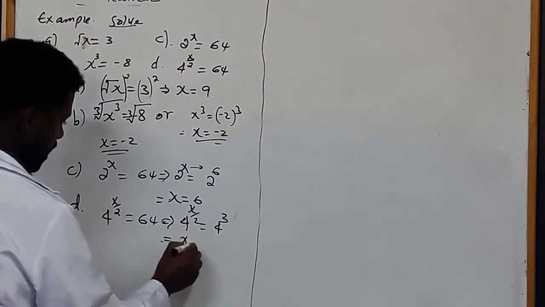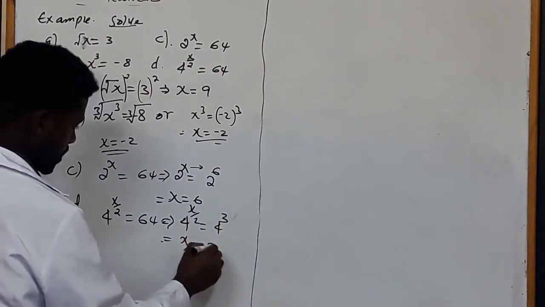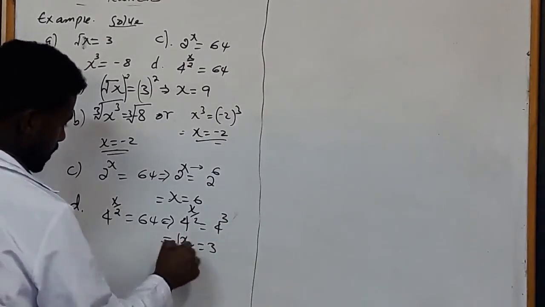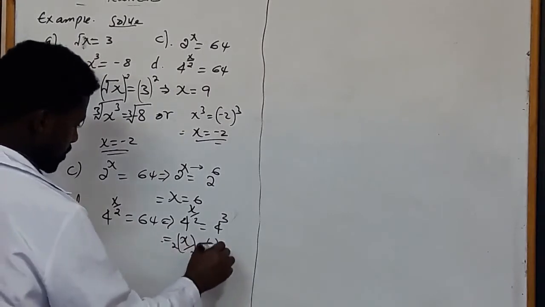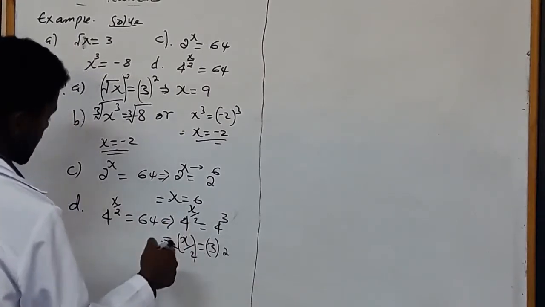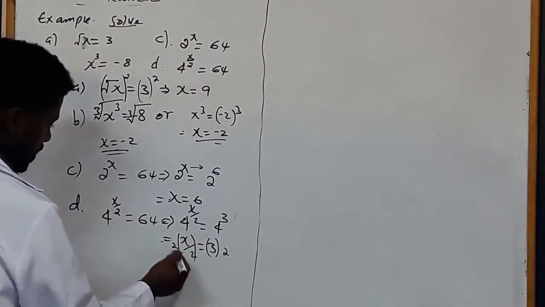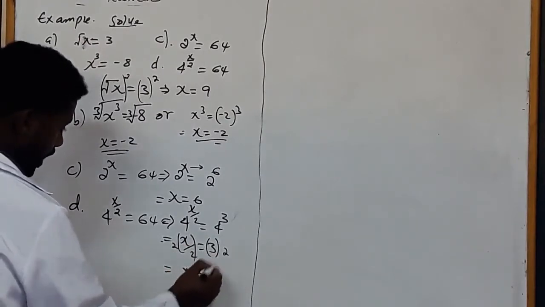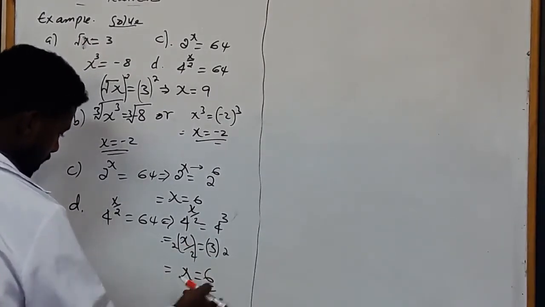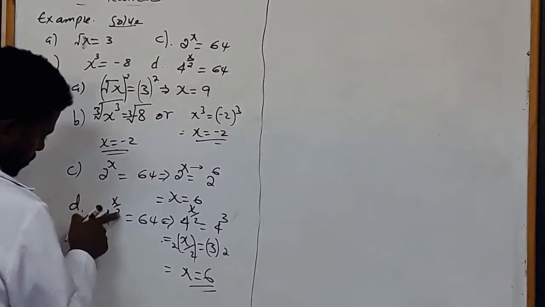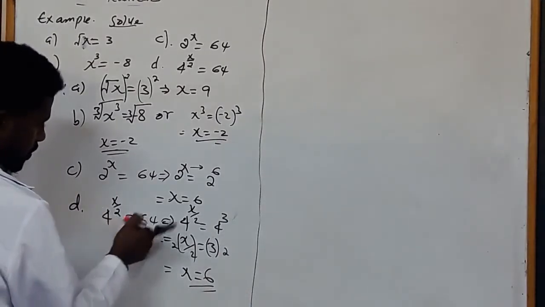So we can solve x over 2 is equal to 3. This means multiply both sides by what? 2. Yes? Multiply both sides by 2 because of the transformation rules. So finally it becomes what? x is equal to again what? 6. If x is 6, you can check it: 6 over 2 is 3.